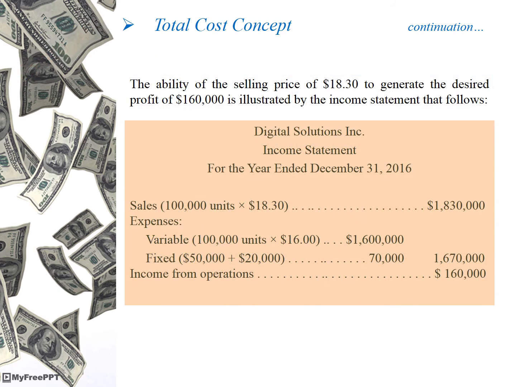The ability of the selling price of $18.30 to generate the desired profit of $160,000 is illustrated by the income statement as shown below. The total cost concept is often used by contractors who sell products to government agencies. This is because, in many cases, government contractors are required by law to be reimbursed for their products on a total cost plus profit basis.